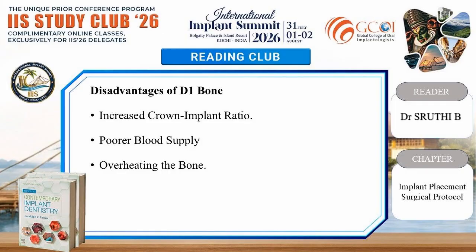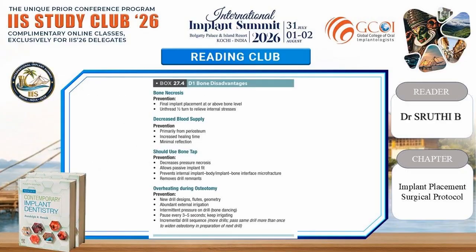Disadvantages of D1 bone: increased crown implant ratio, poorer blood supply, overheating the bone. Box 27.4 shows D1 bone disadvantages. Bone necrosis, prevention: final implant placement at or above bone level, unthread half turn to relieve internal stresses. Decreased blood supply, prevention: primarily from periosteum, increased healing time, minimal reflection.